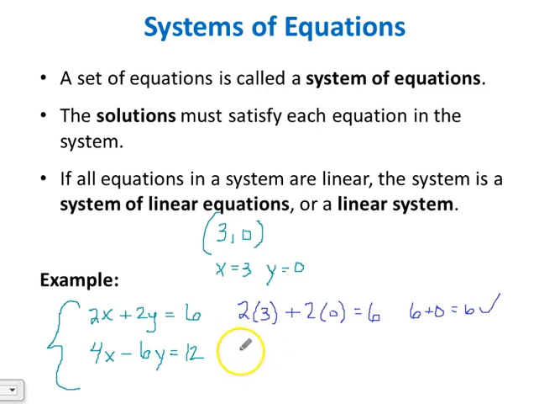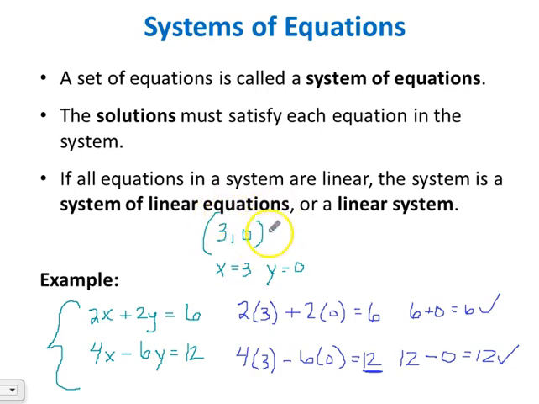Now let's do the second equation. So 4 times 3 minus 6 times 0 should be equal to 12. I know that 4 times 3 is 12. I know 6 times 0 is 0. 12 minus 0 is 12. And we were trying to get it equal to 12. That worked as well. So that solution of 3, 0 worked for both equations. That's what we're trying to do when we solve a system of equations: find a solution that satisfies both equations.